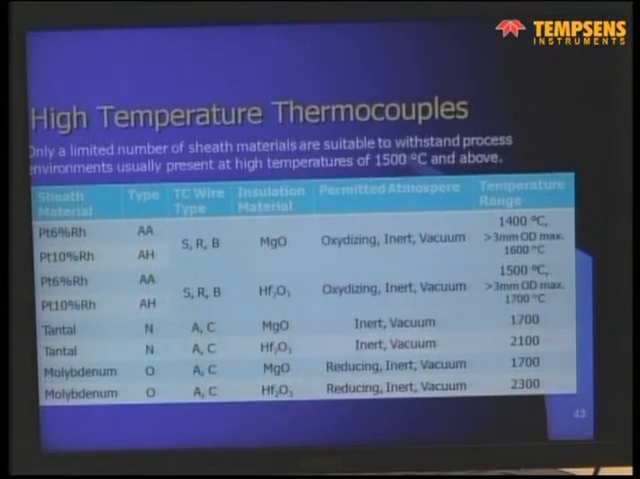Under certain conditions of pressure and temperature, tantalum hydride is formed, a combination of tantalum and hydrogen, and tantalum hydride is a gas. So molybdenum is the only solution for reducing atmospheres. Molybdenum sheath and tungsten rhenium thermocouples are the only solutions.